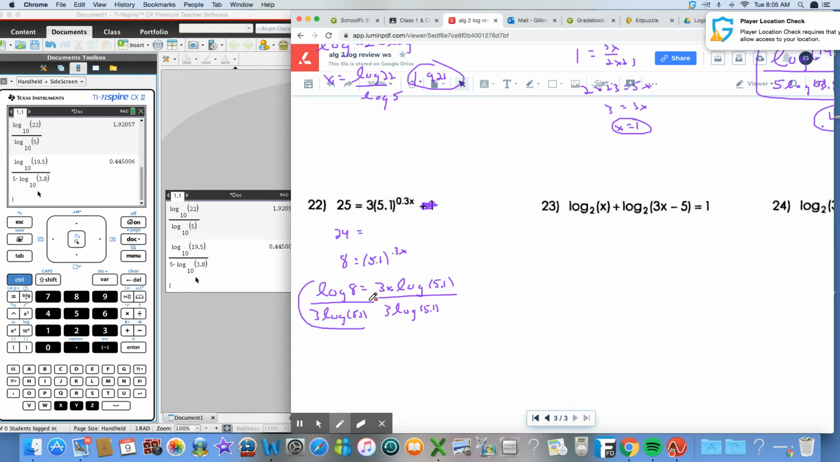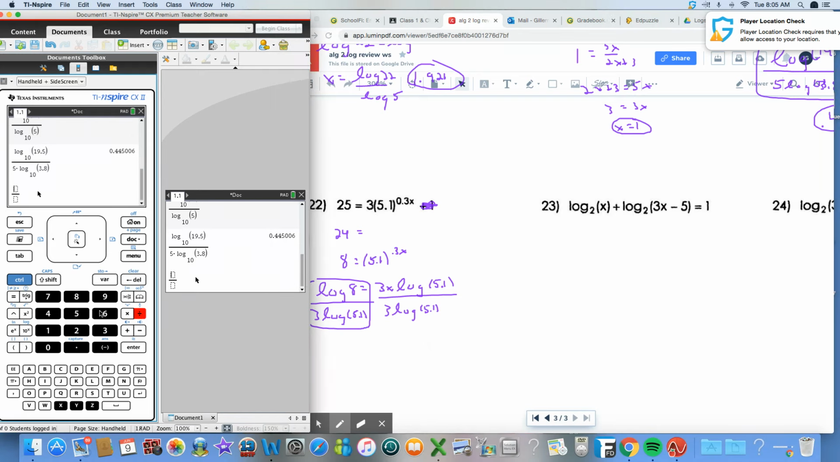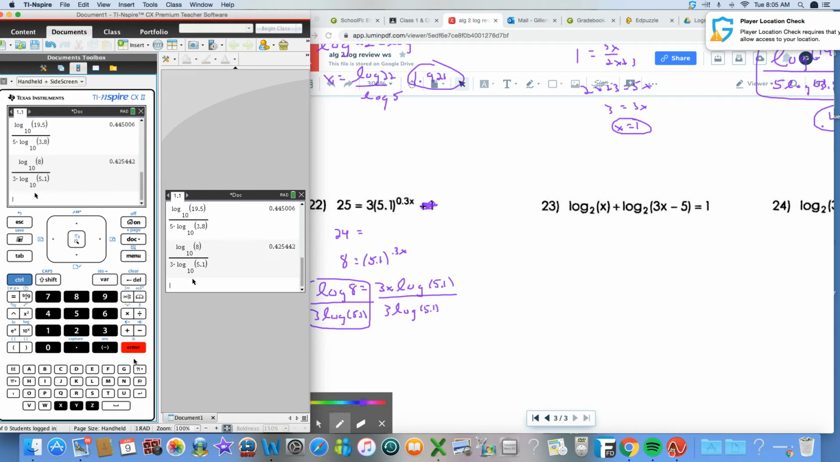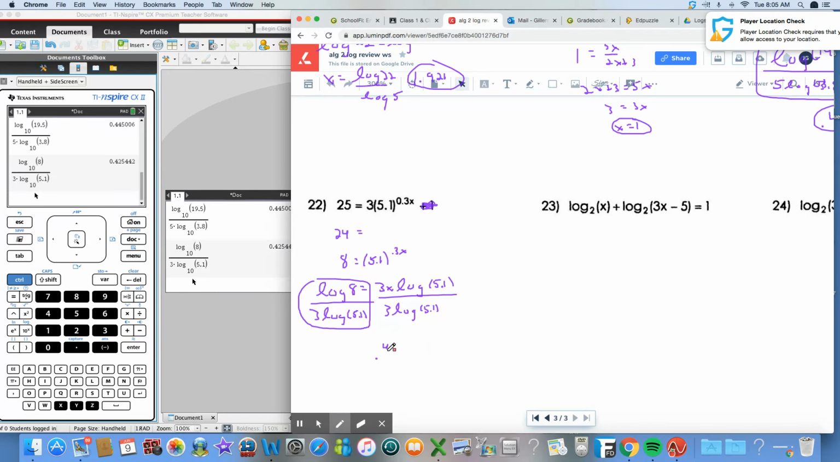All right. You would then go over here and do the same thing. Log of 8. Whoops. See, now you got to be careful. It's log 8 there. Make sure you put the 8 in the right spot. Divided by 3 times log of 5.1. Enter. And we get an answer of 0.425.